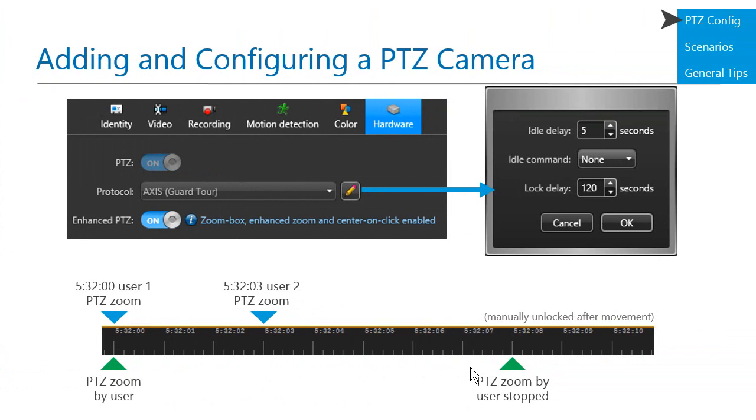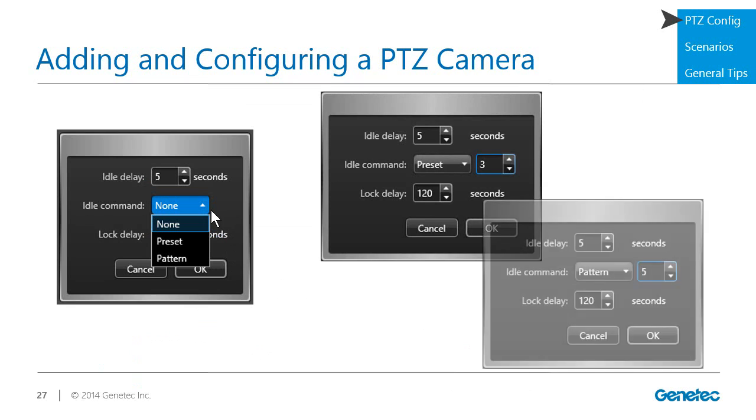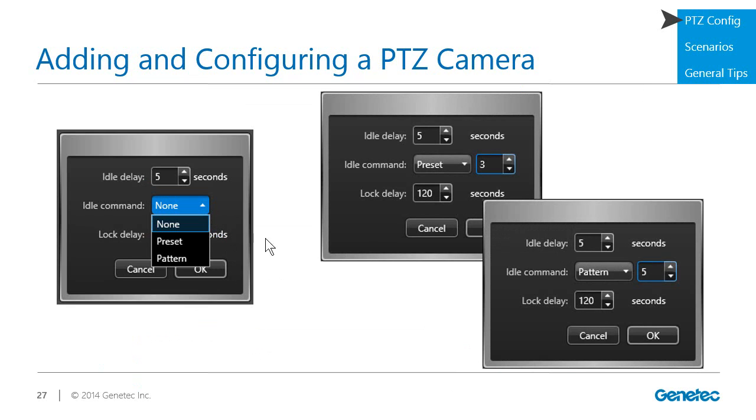Now, the same value applies for zooming in and out, but the events generated are PTZ zoom by user and PTZ zoom by user stopped. We can also tell the PTZ to perform a command after the PTZ returns to the idle state. From the idle command drop-down menu, we can choose to go to a preset, we can start running a pattern, or this is also sometimes called a tour depending on the camera manufacturer, or we can just choose to do nothing at all. That's the default setting, no command.